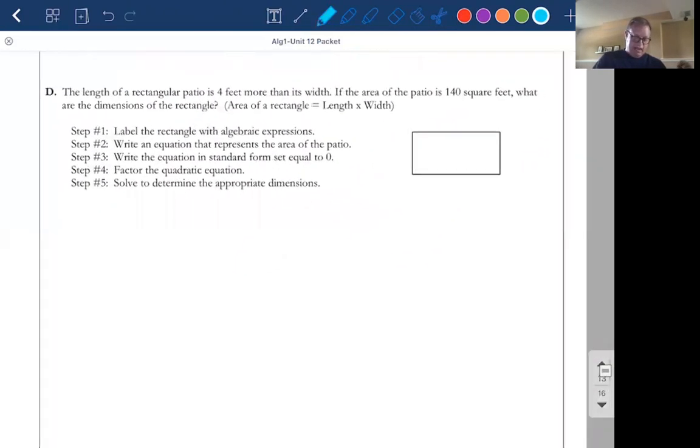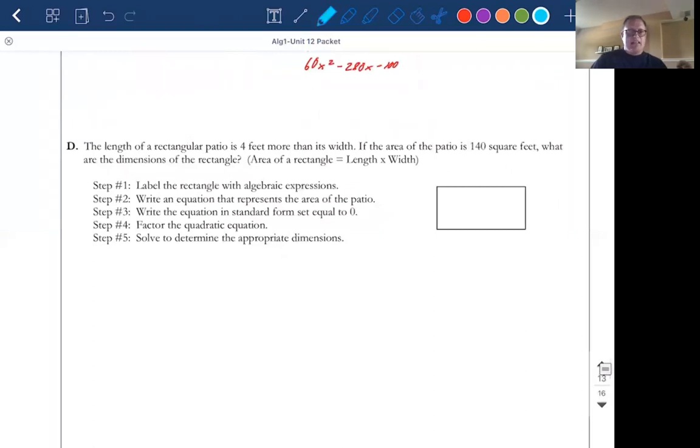All right, last thing. The length of a rectangular patio is 4 feet more than its width. If the area of the patio is 140 square feet, what are the dimensions of the patio, I guess we could say too. Okay. So the area of a rectangle is length times width.